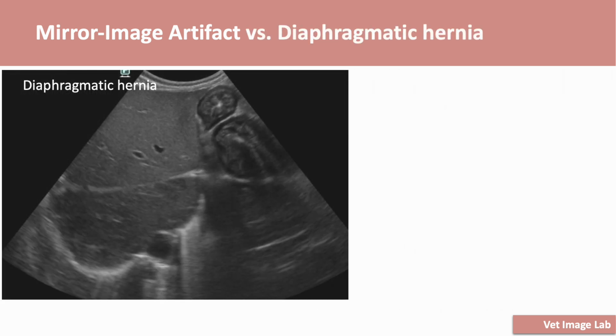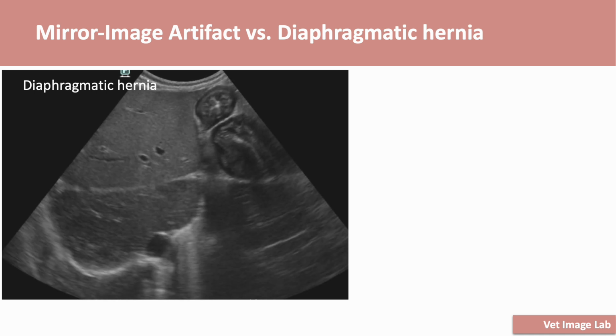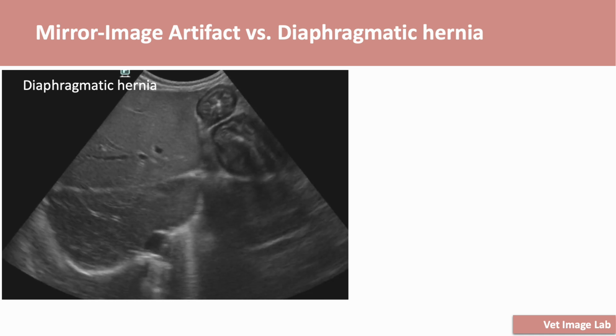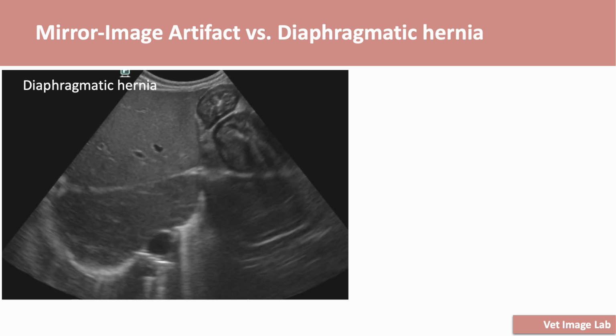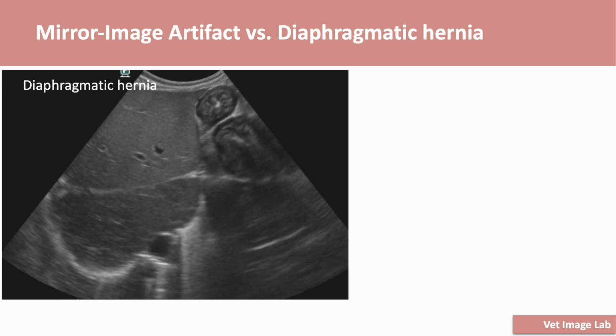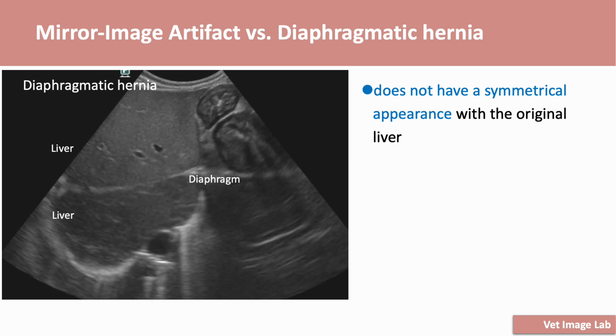However, this artifact should not be mistaken for a true diaphragmatic hernia, where the liver actually herniates through a defect in the diaphragm and is located below it. Let's look at a case with a diaphragmatic hernia. Here, the liver is genuinely located below the diaphragm.